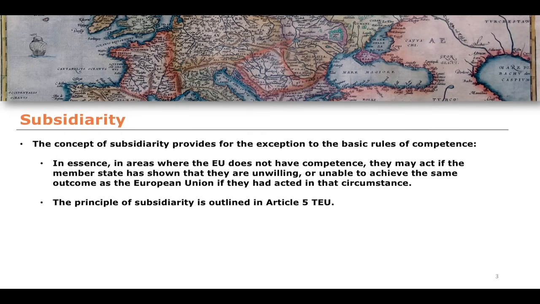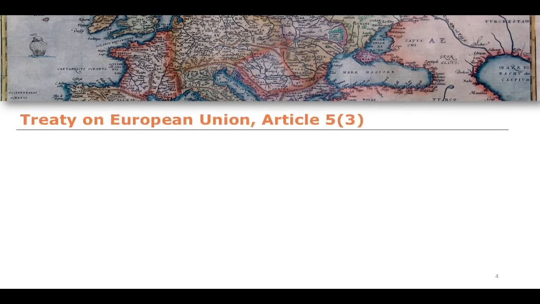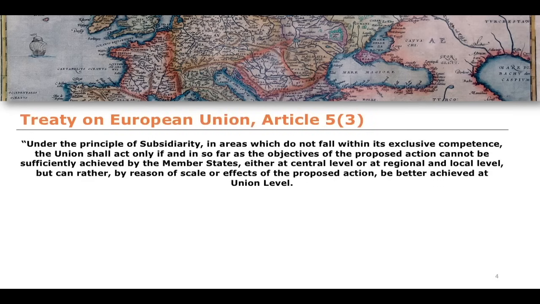Let's look at what it says actually in the treaties themselves, and we have to look at Article 5, specifically Part 3 of Article 5 of the Treaty on European Union. Article 5, Part 3 says the following. Under the principle of subsidiarity, in areas which do not fall within its exclusive competence, the Union shall act only if, and insofar as, the objectives of the proposed action cannot be sufficiently achieved by member states, either at a central level or at a regional and local level, but rather can, by reason of scale or effects of the proposed action, be better achieved at Union level.